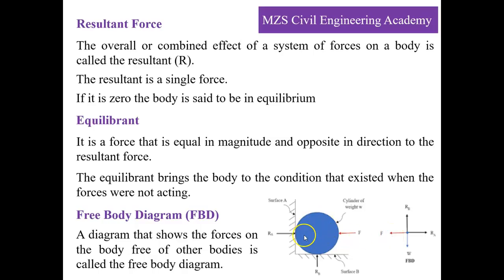Similarly, the weight of the sphere is going vertically downward, and the applied force is towards the left-hand side. So what we have done here is replace the body with a rigid point. When we have such a representation, where there is no significance or cognizance of the body under reference, we call that diagram a free body diagram.